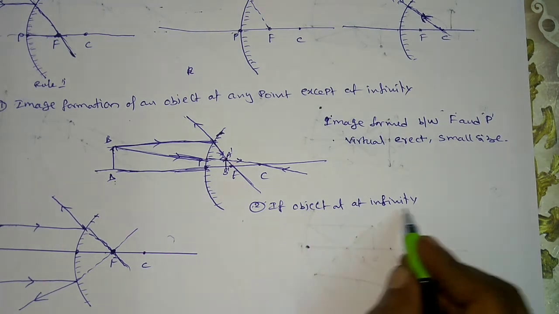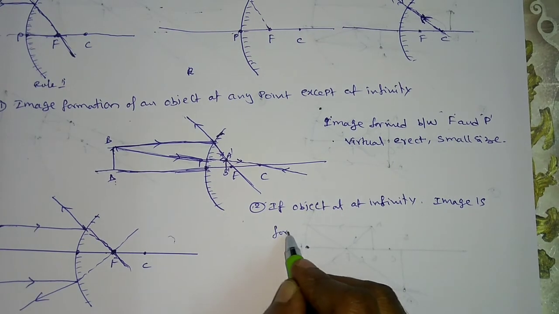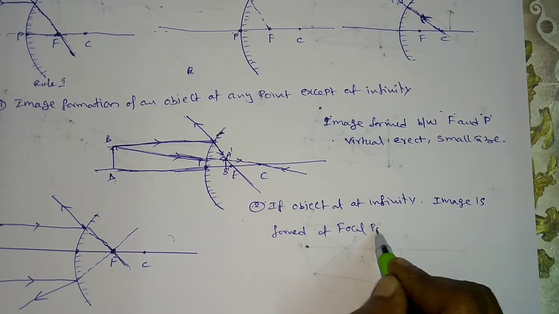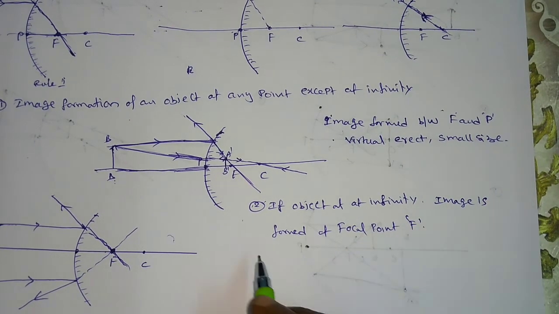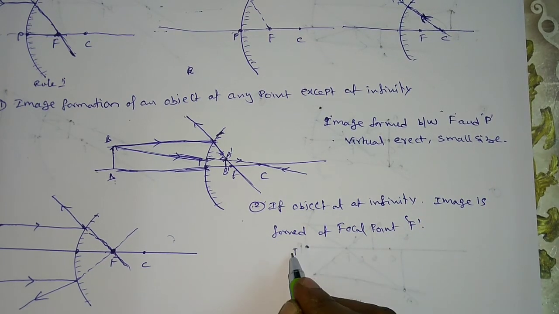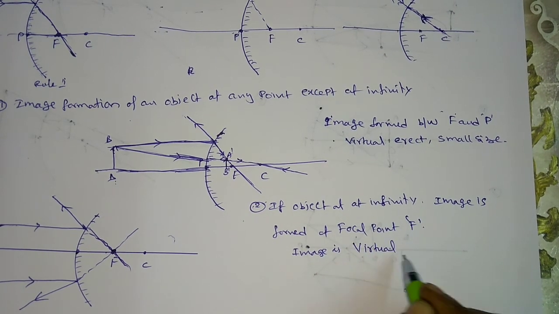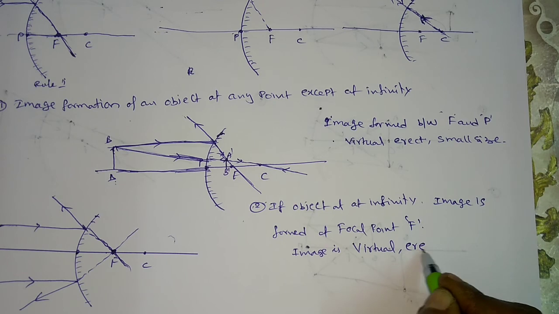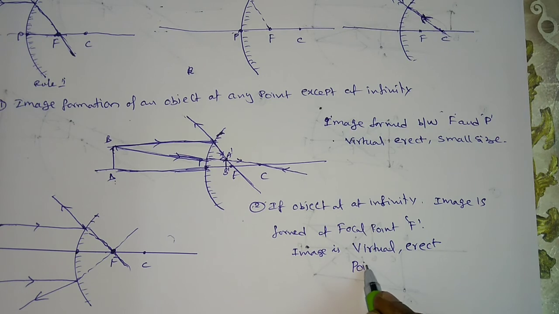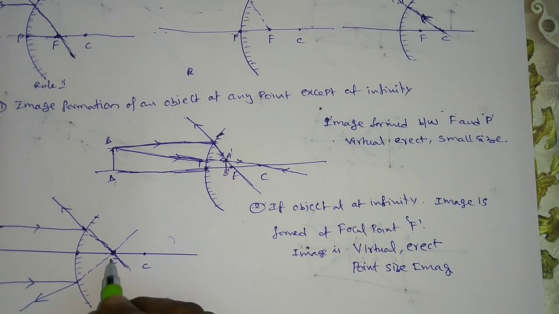That means if the object is at infinity, the image is formed at the focal point or focus F. We observe this is a point size. We can say the image is virtual, as usual. Virtual means erect, that is upright, and the image is a point size image.